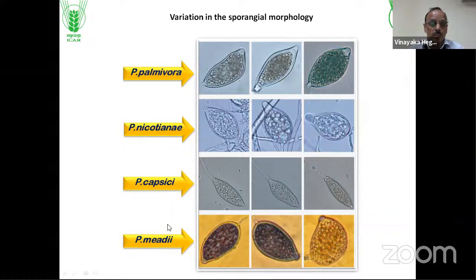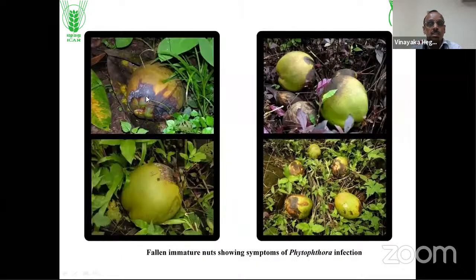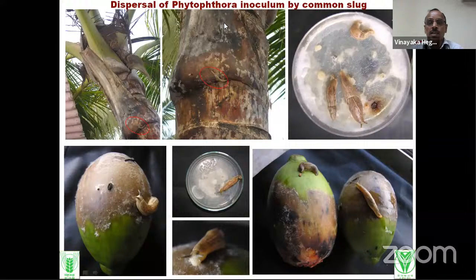Though different species have been reported, Phytophthora palmivora is the major dominant species causing coconut bud rot. The same fungus can also infect the nuts and cause nut dropping. You can see the sporangial infection in these nuts, which causes the nut to drop. This is another symptom of the same fungus. So this is what I have already explained.